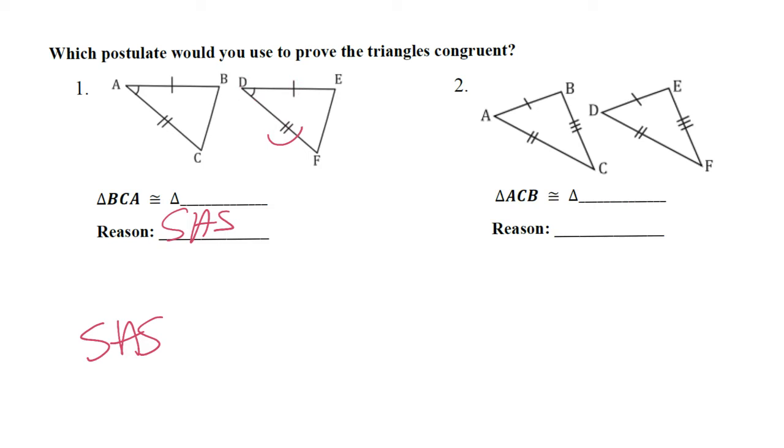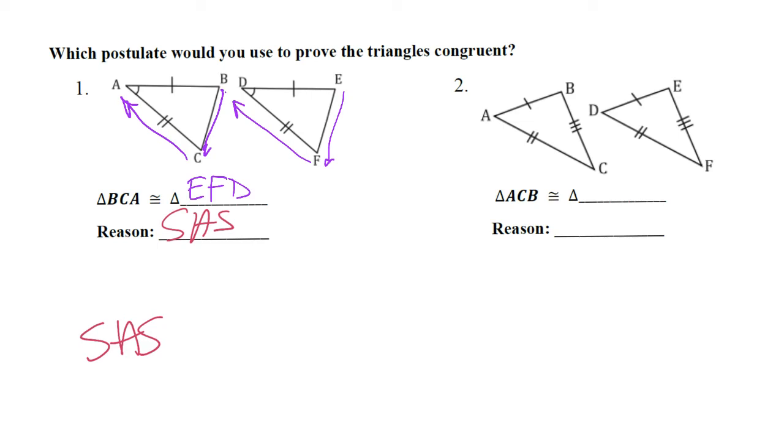I'm erasing it so we can see the letters a little bit better. And now we need to look at our triangle letters. So B to C to A, same thing, E to F to D. And there we go. It is congruent. Good. All right, let's look at the next one.